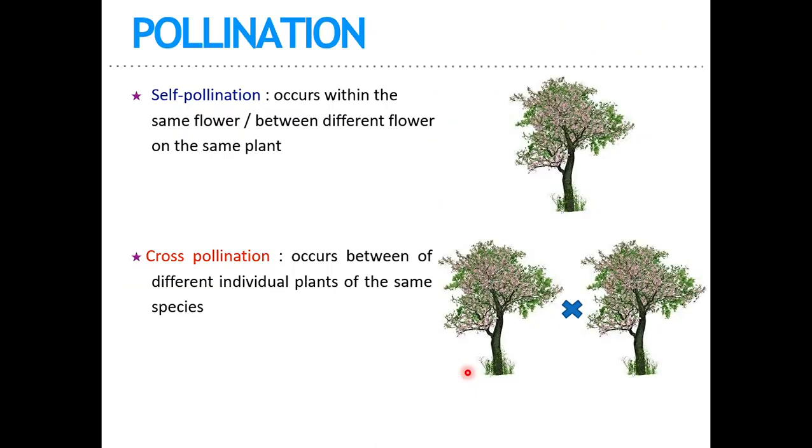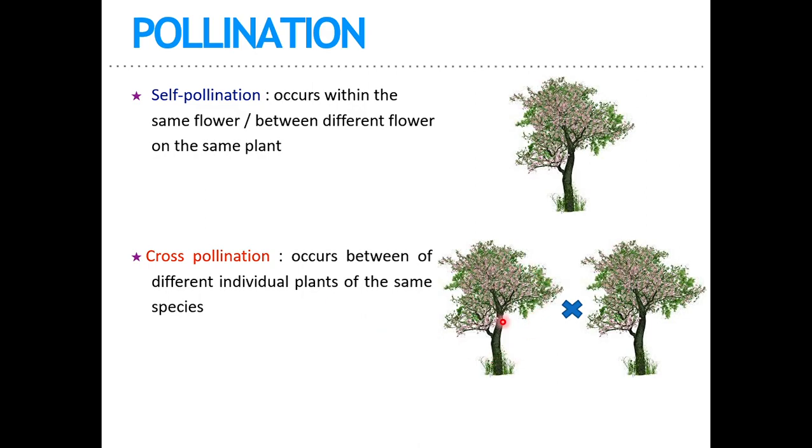For pollination, pollination can be divided into 2, self-pollination and cross-pollination. Self-pollination occurs within the same flower or between different flowers on the same plant. So it involves only a single plant. It can be within a single flower or between 2 or more flowers within the same individual, which is the plant. And then cross-pollination occurs between different individual plants of the same species.